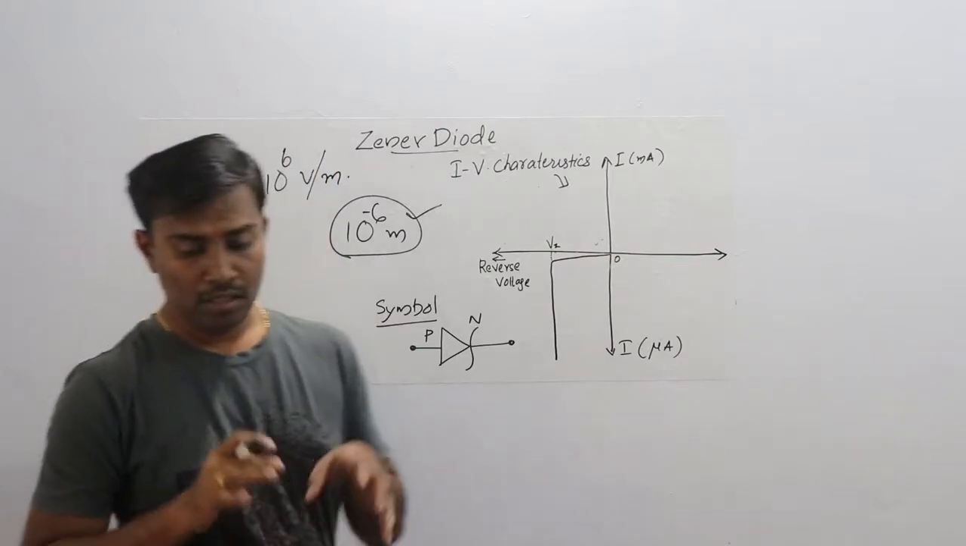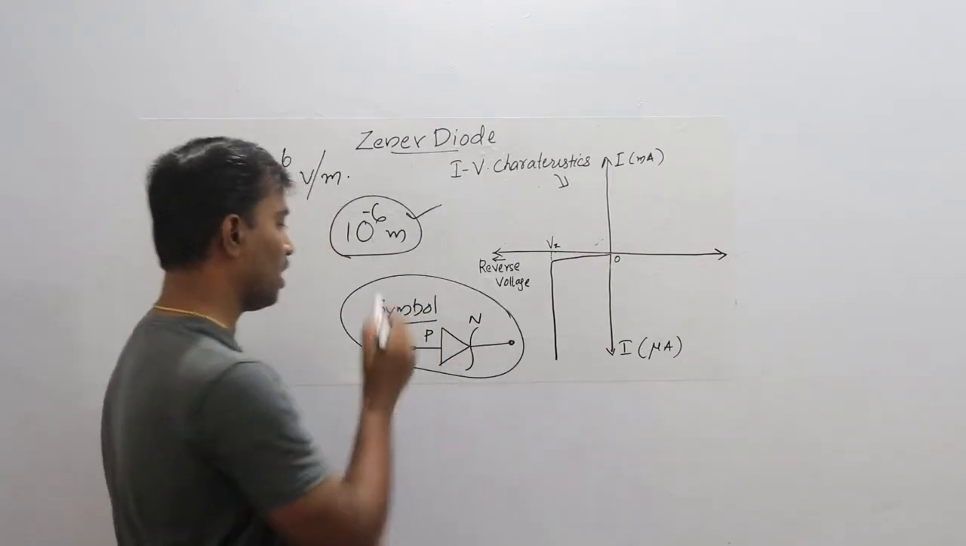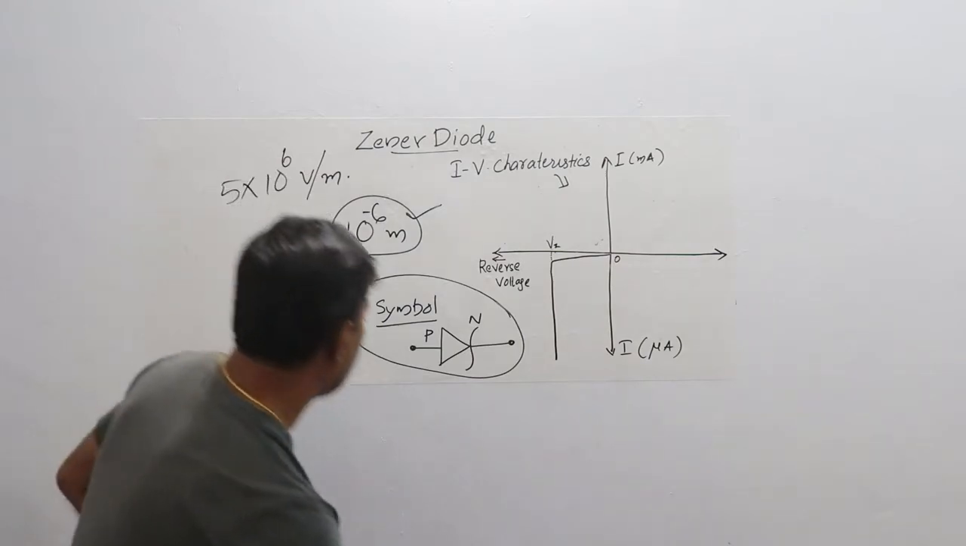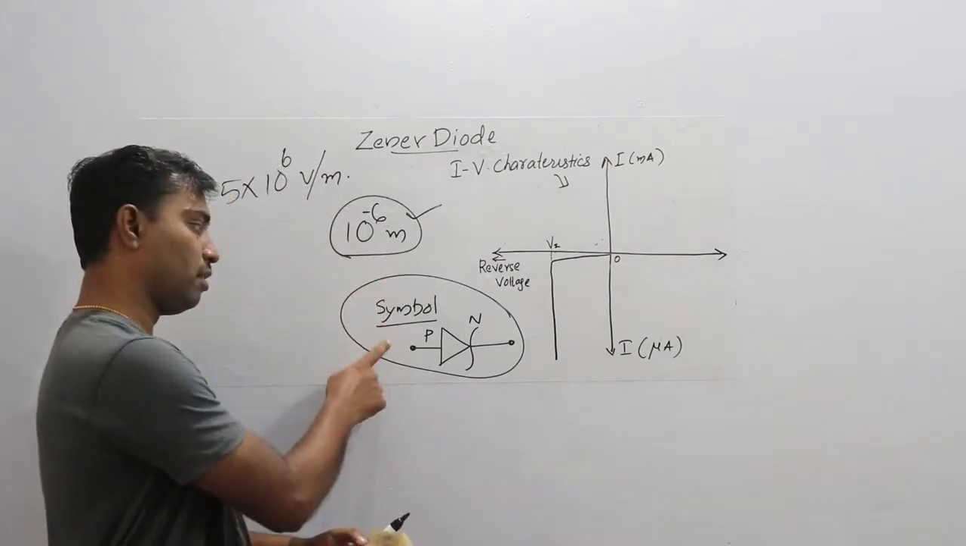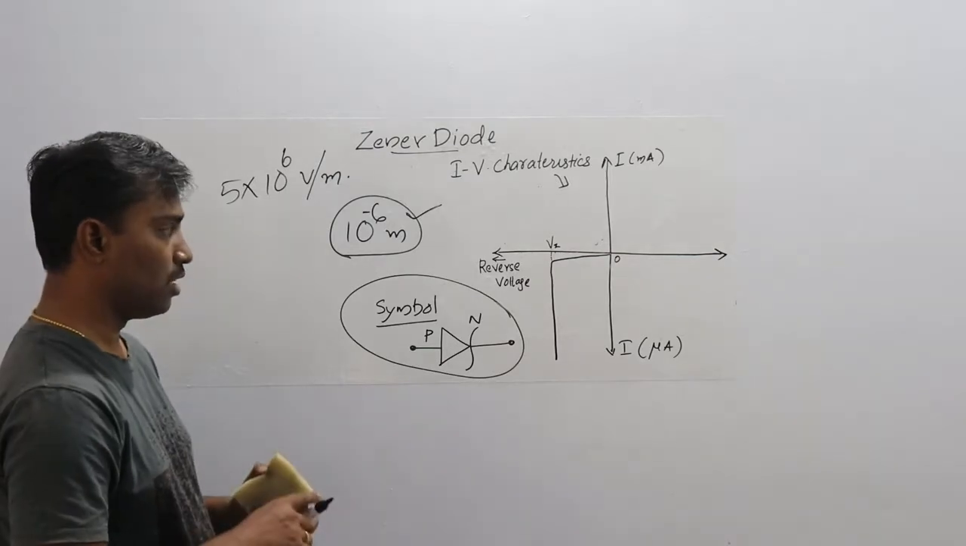This is the symbol of a Zener diode. The Zener diode is represented like this.